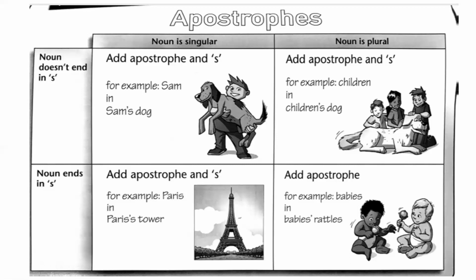is their dog. And finally, if we look at a plural noun that does end in S, for example, babies, because there is more than one baby, and we talk about their rattles, we would only in this case use an apostrophe at the end of the noun, which already ends in S. We just use an apostrophe at the end. So this reads, babies' rattles.